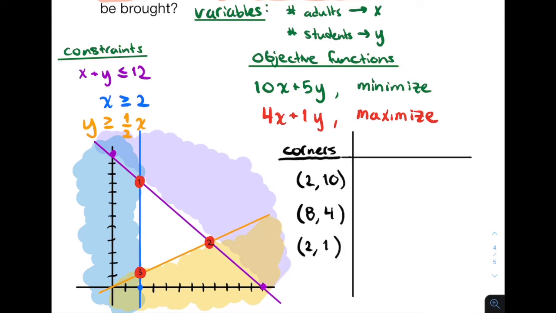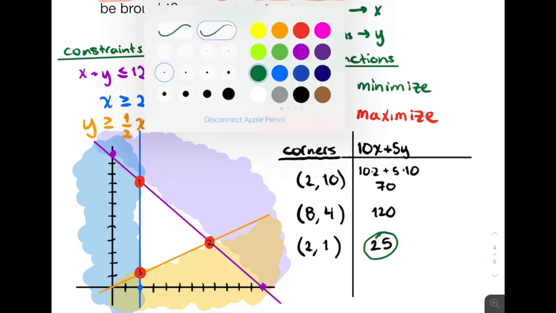Now we want to evaluate each corner for our first objective function, 10x plus 5y. We get 10 times 2 plus 5 times 10 for a total of 70. We get 120 for our second corner and 25 for our third corner. Because we're trying to minimize for this one, our optimal value is going to be 25, and our optimal solution for our first objective function will be the point 2, 1. We'll interpret what this means in a moment.